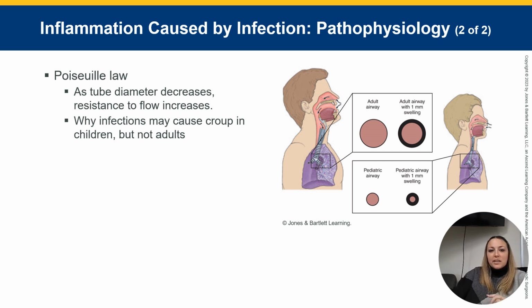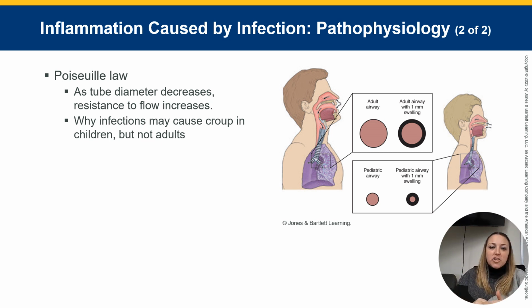Poiseuille, I'm not sure how to exactly say that. Poiseuille's law says that as the tube diameter decreases, resistance to flow increases. So the smaller a tube becomes, the more resistance there is to the flow, which makes sense. Think about a straw or water, really any liquid flowing through a tube. It's much easier to get it to go through a big tube than it is to go through a little tube. There's more resistance. The overall area becomes exponentially smaller as the tube decreases.